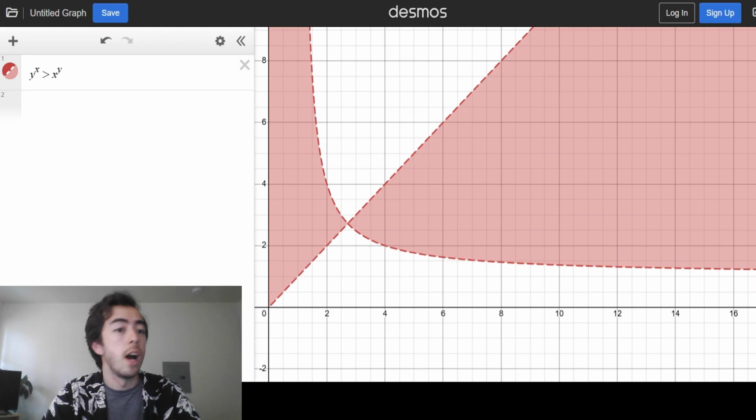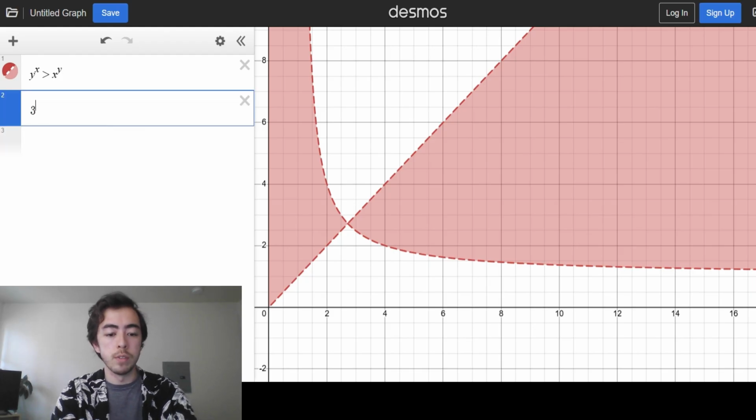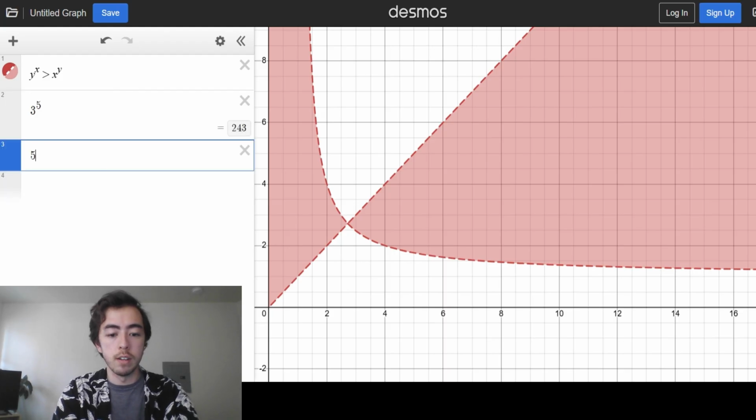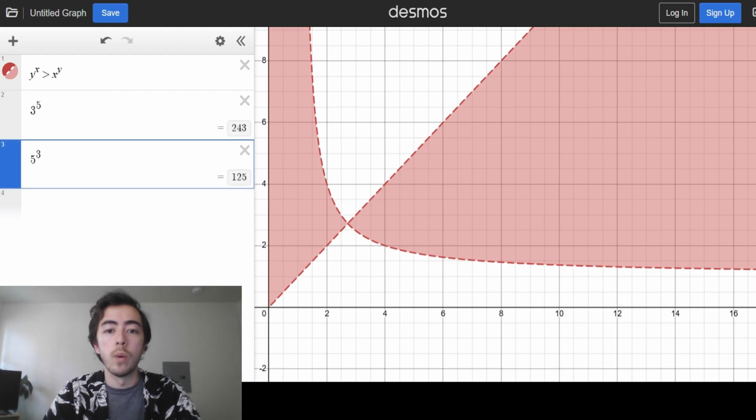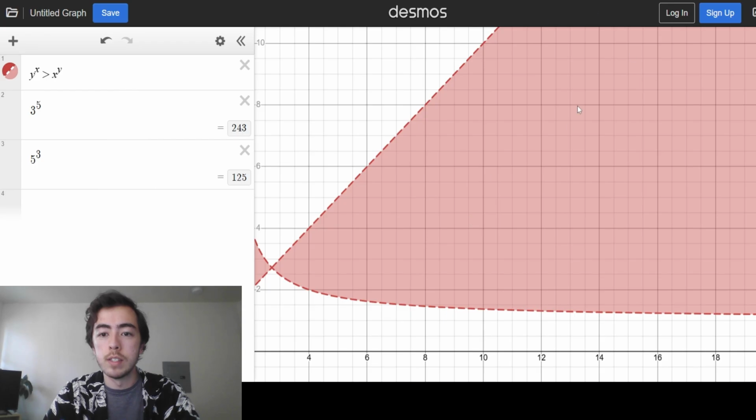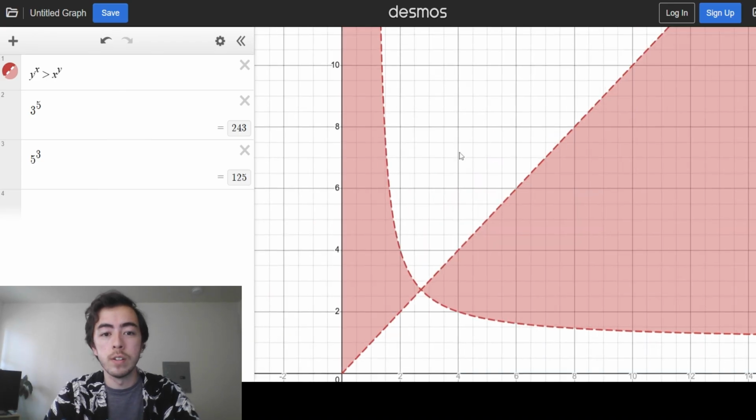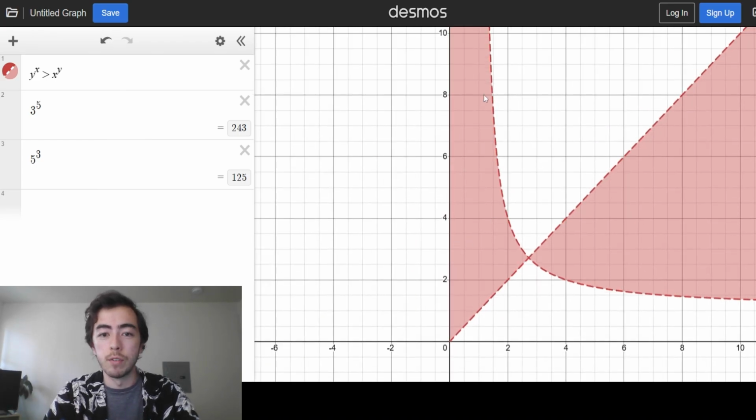So actually, that makes sense, right? When I said that x is a little bit larger than y, that confirms this 3 to the 5 and 5 cubed example, where when they're similar in size, then this inequality holds true when y is the smaller value. But then there is a little bit of an exception over here.